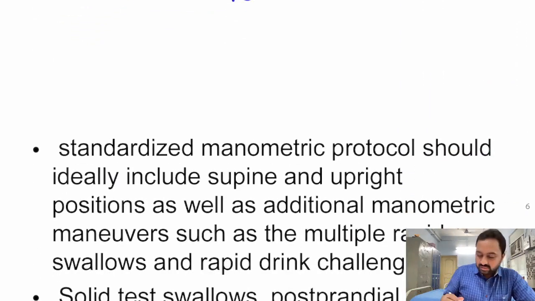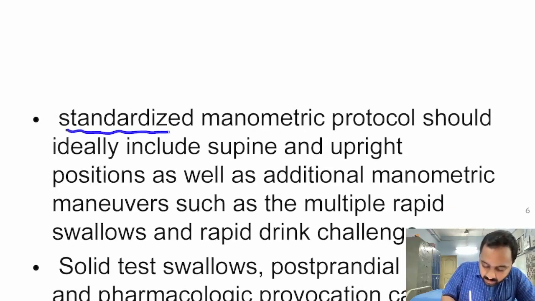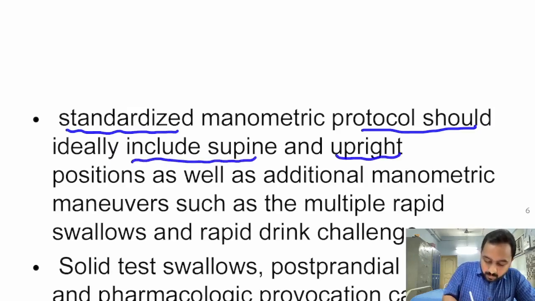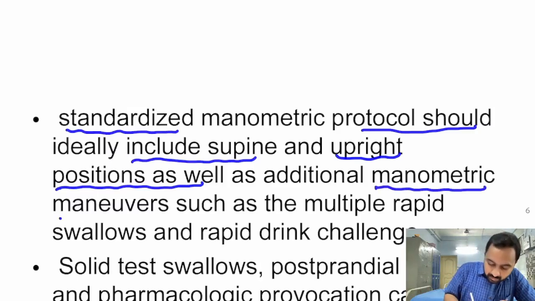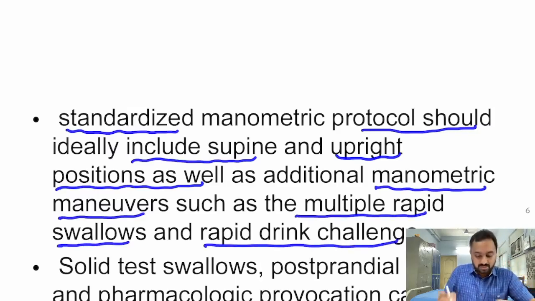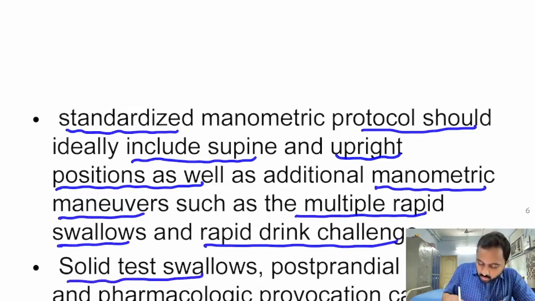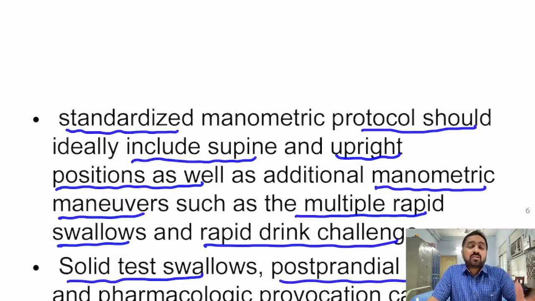The third important change that we see is that the standardized manometric protocol should include supine as well as upright position. Initially there was no change in position being taken, but now there are additional manometric maneuvers such as multiple rapid swallows and the rapid drink challenge. Also, solid test swallows, postprandial testing, and pharmacologic provocation can be considered for particular conditions. So it's not just about the reading in one position; rather, the change in positions is also considered in the recent classification.